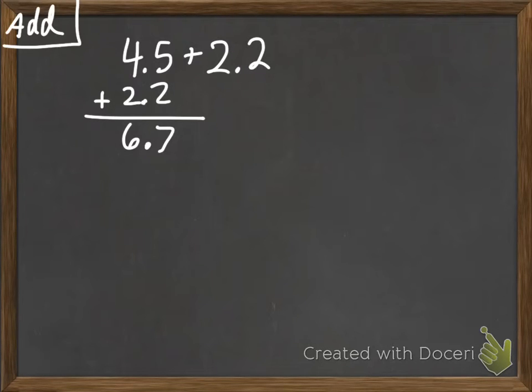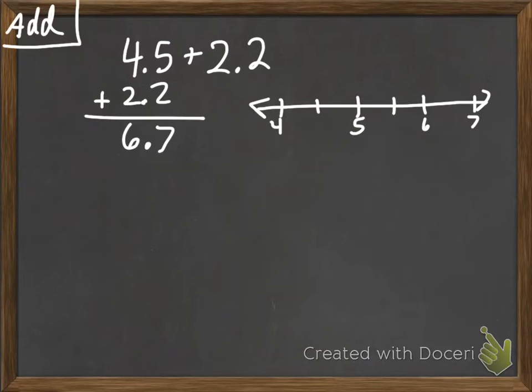Now you can do this on a number line, that's totally fine. And how you do it on a number line is kind of up to you. Since this is kind of small, let's go ahead and start at 4. I'll put 5 here, 6 here, and then 7 here. And then in the middle, let's cut it in half. So here we're at 4.5.